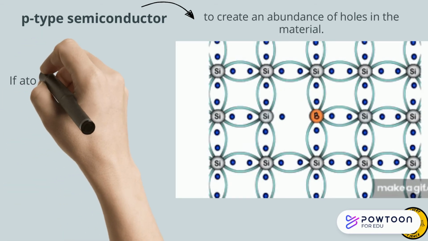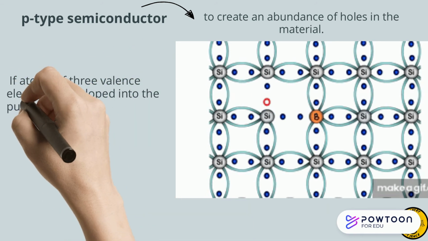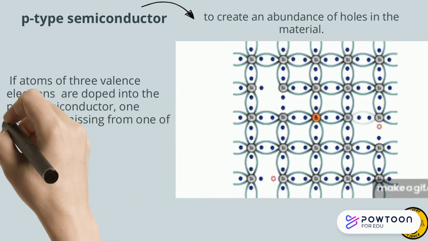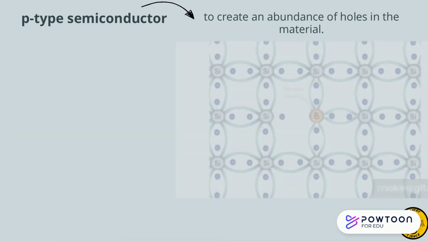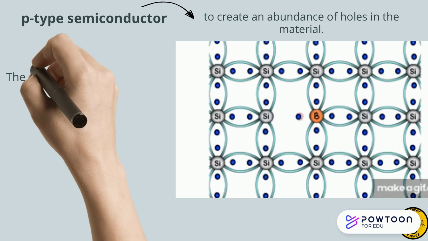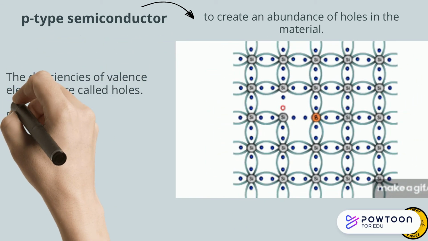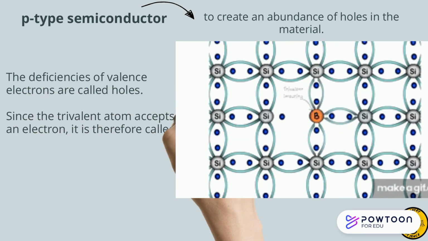P-type is to create an abundance of holes in the material. If atoms of 3 valence electrons, trivalent atoms, are doped into the pure semiconductor, 1 electron is missing from one of the 4 covalent bonds. The deficiencies of the valence electrons are called holes. Since the trivalent atoms accept an electron, they are therefore called the acceptor atom.